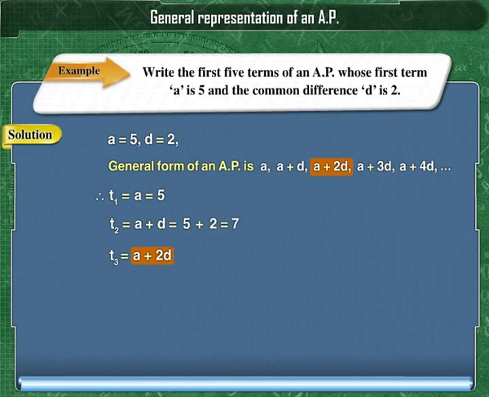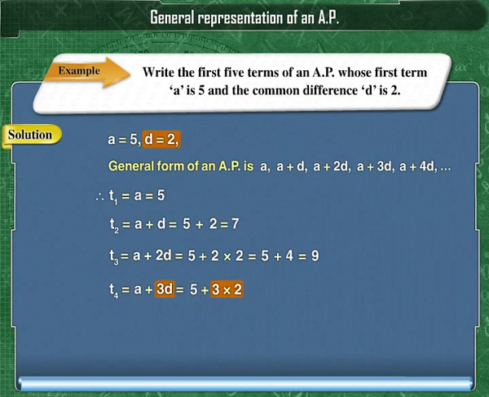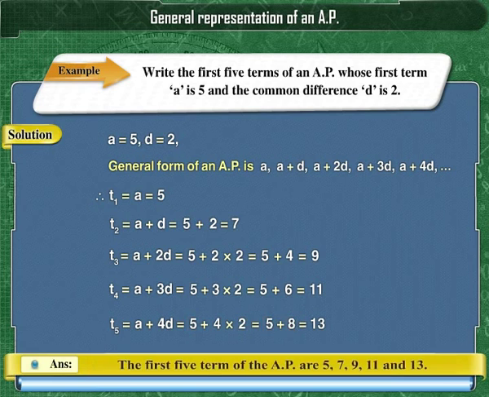T3 is equal to A plus 2D, which is equal to 5 plus 2 into 2, which is equal to 9. T4 is equal to A plus 3D, which is equal to 5 plus 3 into 2, which is equal to 11. And T5 is equal to A plus 4D, which is equal to 5 plus 4 into 2, which is equal to 13. Thus, the first 5 terms of an AP with first term 5 and the common difference 2 are 5, 7, 9, 11, and 13.